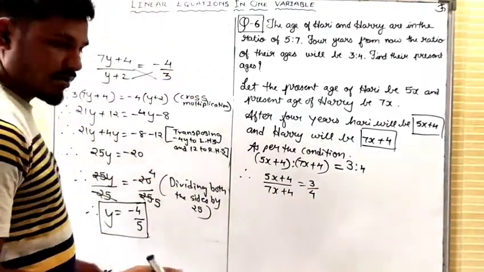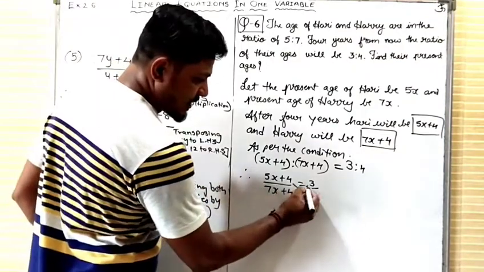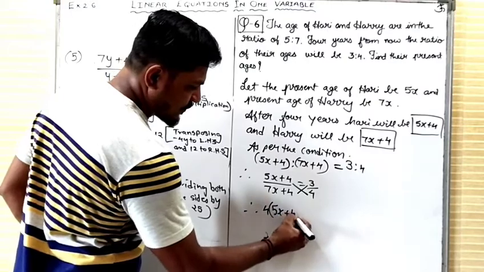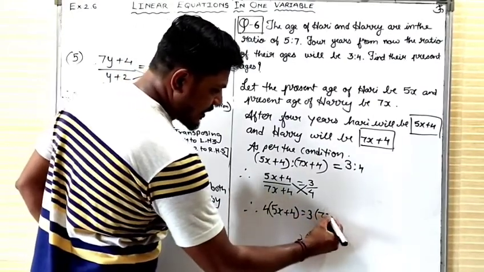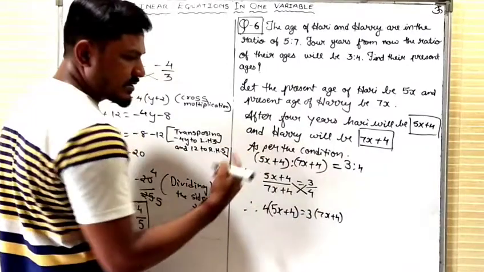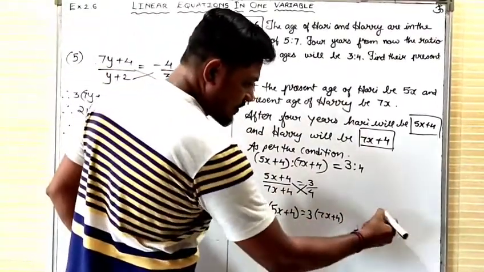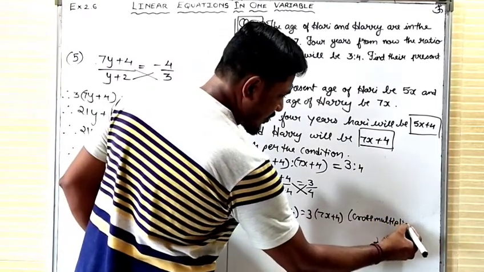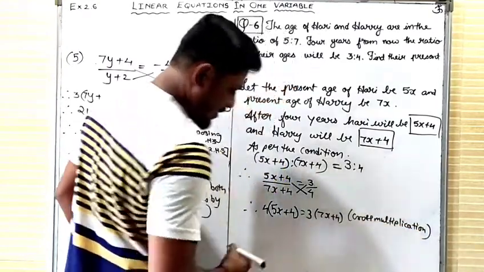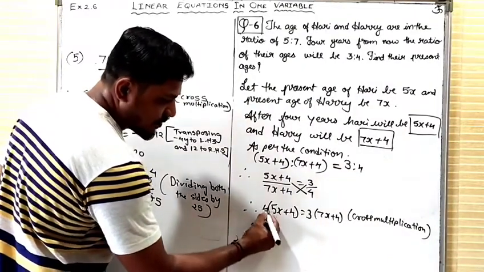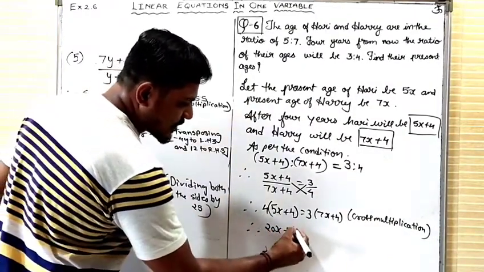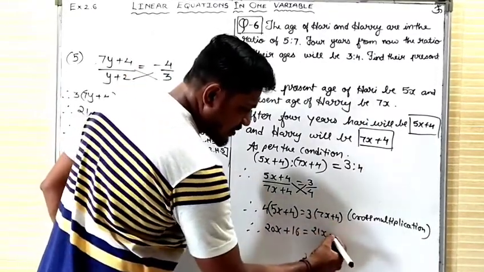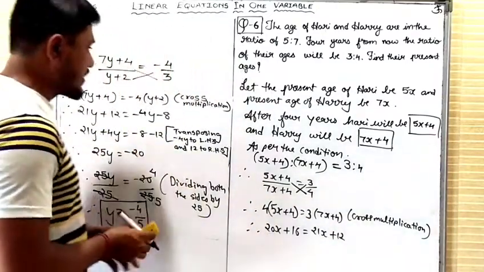Now from here we have to apply that same cross multiplication method. So 4 will come over here beside 5x plus 4 and 7x plus 4 will come beside 3. So here you can write cross multiplication. Then after doing such, multiply it. 4 5s are 20x, 4 4s are 16, 7 3s are 21x and 3 4s are 12. Now just let us do it over here.